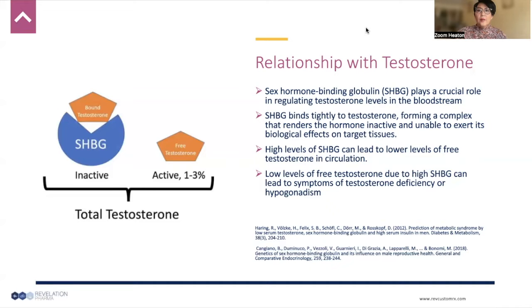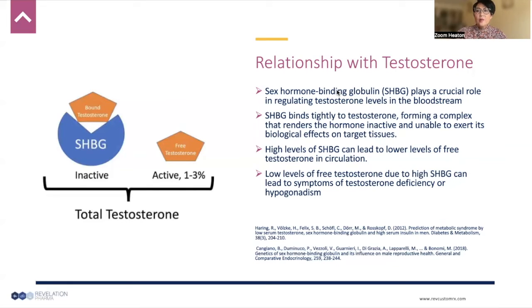And when SHBG levels are elevated, more testosterone molecules are bound to SHBG, of course, reducing the amount of free testosterone available to interact with androgen receptors in cells. And this imbalance between free and bound testosterone can have various implications for health and well-being. So these low levels of free testosterone due to high SHBG can lead to symptoms of testosterone deficiency or hypogonadism. And some of those symptoms could be decreased libido, fatigue, mood changes, and reduced muscle mass.